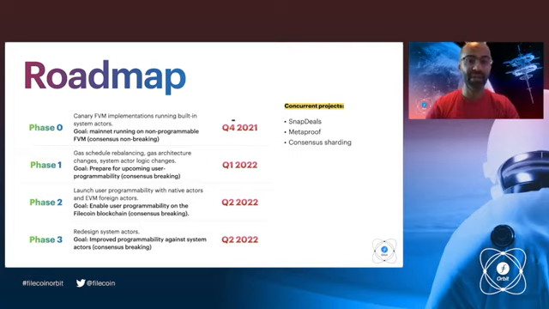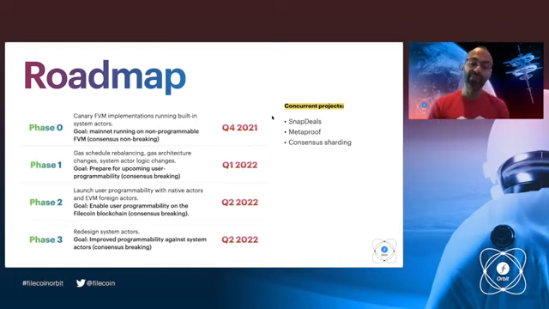All of these timelines are very tentative. Phase 1 will introduce changes to the network to prepare the network for user programmability. And this will happen in Q1, by the end of Q1 in 2022, we believe. Phase 2 will be all about launching user programmability proper with native actors and EVM foreign actors. And the goal here is to really enable user programmability. And we think that this will happen sometime in Q2 2022.